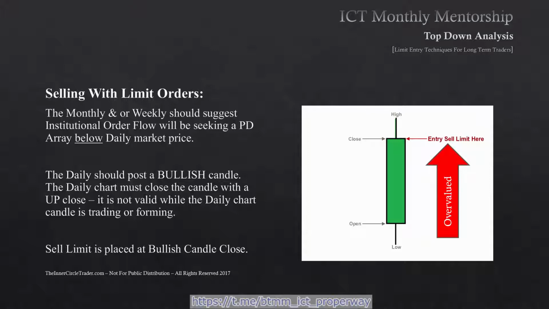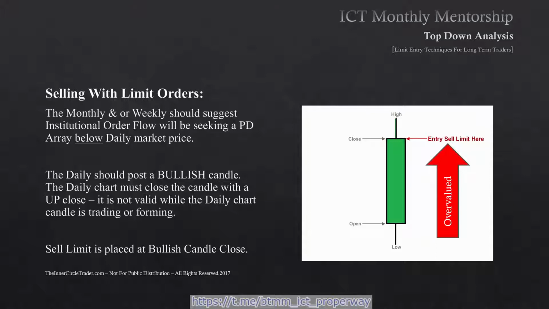So institutional order flow should draw prices lower on the daily, but we're getting this up movement against what longer term institutional order flow is suggesting, again, on the monthly and or weekly chart. So while price is moving higher for this particular day, we're going to be looking to sell short at the next day, but it has to be above this particular candle's close.